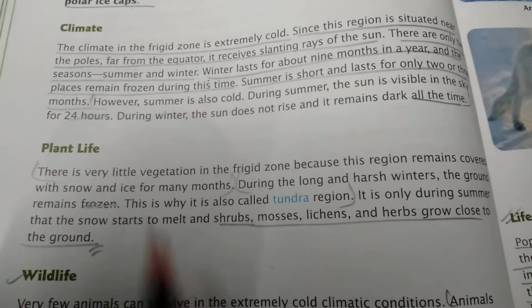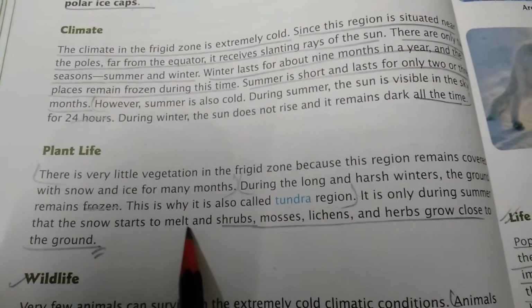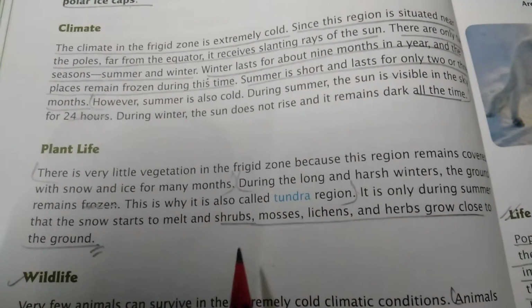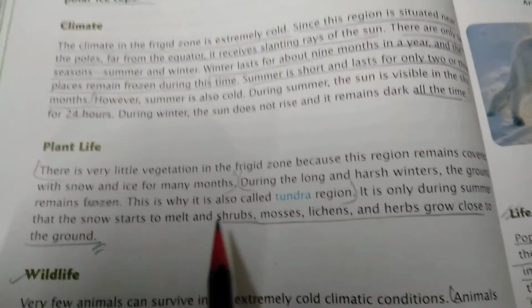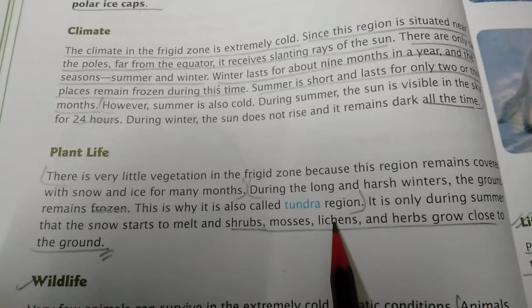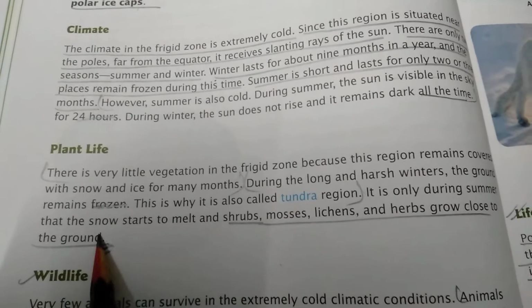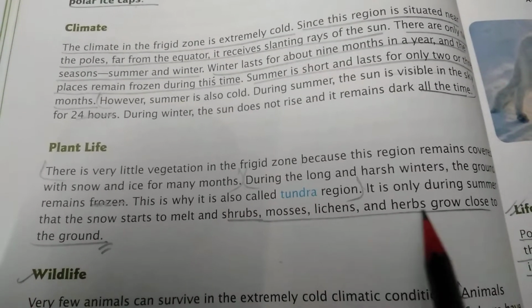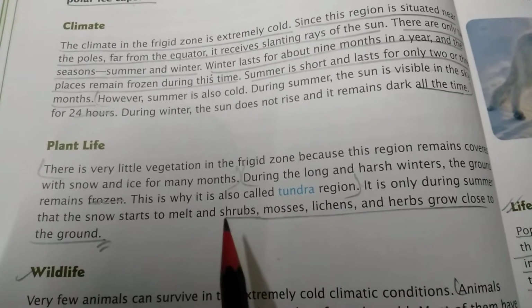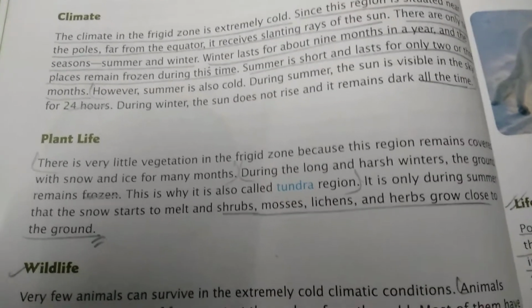It is only during summer that the snow starts to melt, and shrubs, mosses, lichens and herbs grow close to the ground. So these are the different types of plants which grow in the frigid zone.